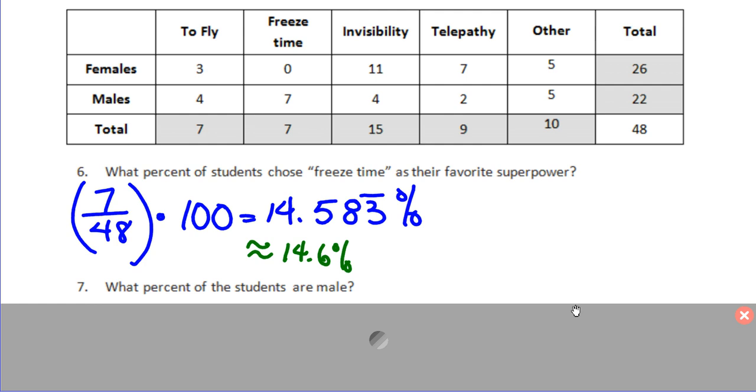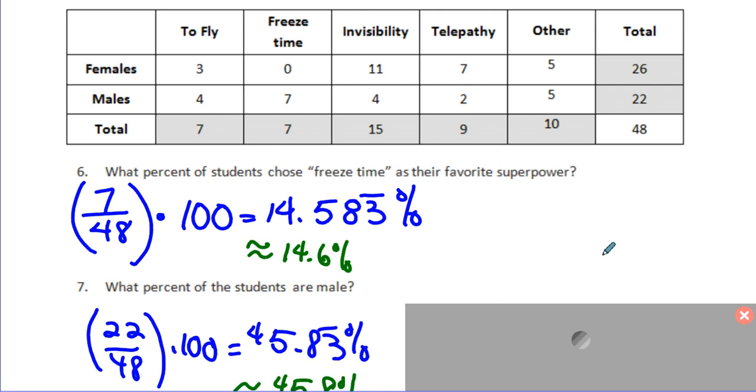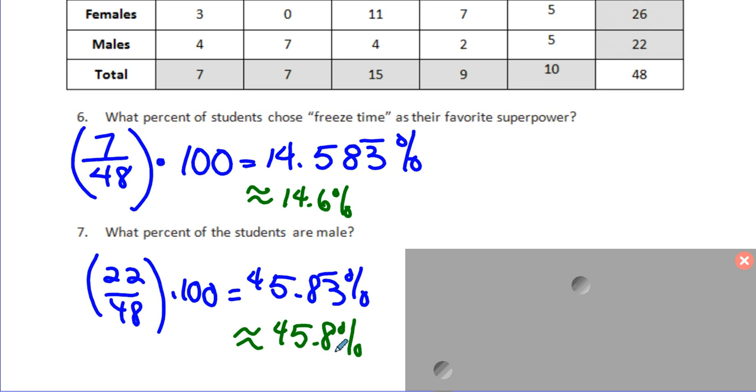What percent of the students are male? So again, out of 48 students, there are 22 males. So 22 out of 48 times 100 gives you an exact percentage of 45.83 repeating. If you go to the tenths, it would be 45.8.